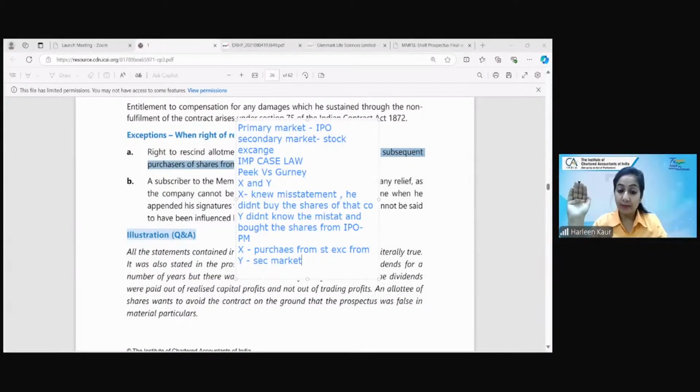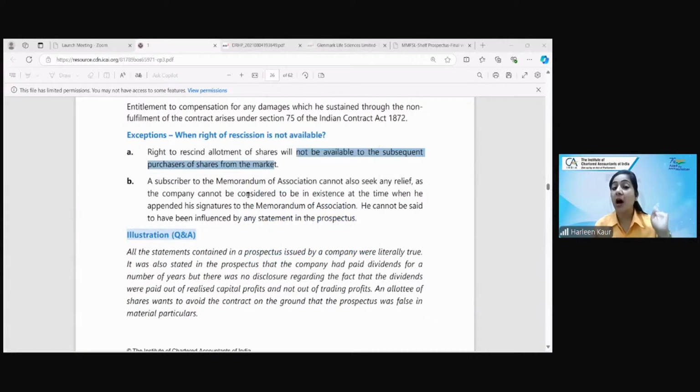The law said, wait, did you buy the shares from the primary market at the time the IPO was issued? You did not. Since you have purchased the shares from the secondary market, the company can deny liability. The company will not be held liable because you have not directly purchased the shares from the primary market. So the right to rescind is not available. You cannot cancel the allotment of shares if you are a subsequent purchaser from the market. If you are buying from the primary market as the primary shareholder, then you can file a case that there is a misstatement.